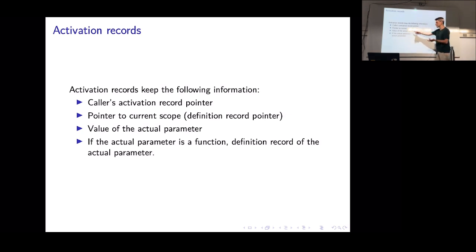So then we store the actual parameter. And if the actual parameter is a function, we also want to hold the definition record of the actual parameter. So in case we retrieve a parameter and it's a function and we want to call it, we must call it in its original scope. So we hold these 4 infos, basically.